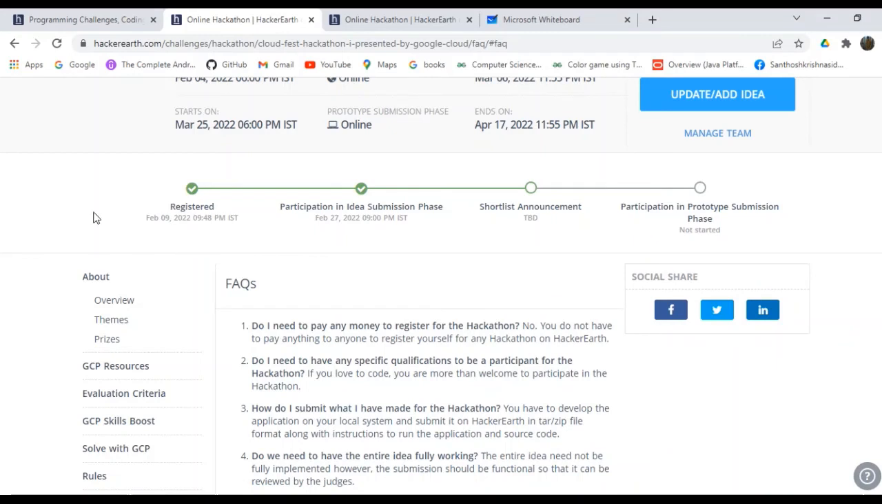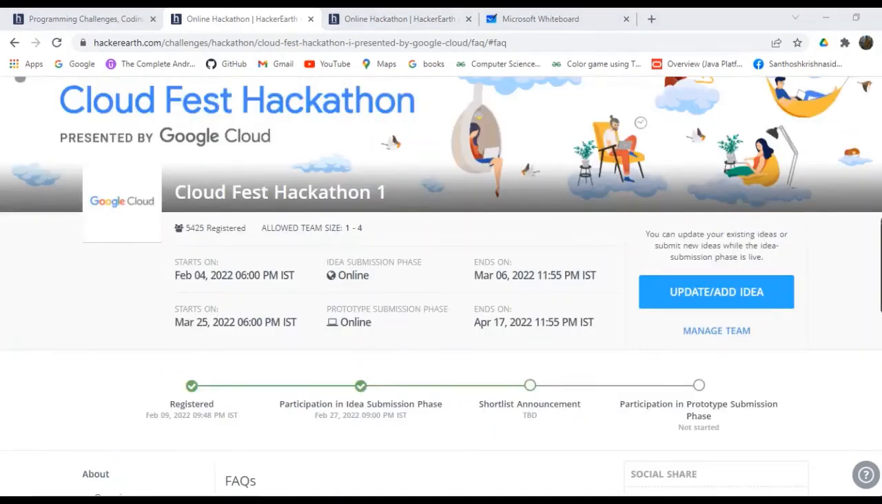Thanks a lot. I guess you got an idea how to register and participate in the Google Cloud Hackathon. Thank you everyone. I guess it is a wonderful opportunity for the college students. So please do participate in the Google Cloud Fest Hackathon. You're going to learn more, and also in the description I'm giving the Hackathon link. You can register from the Hackathon platform.